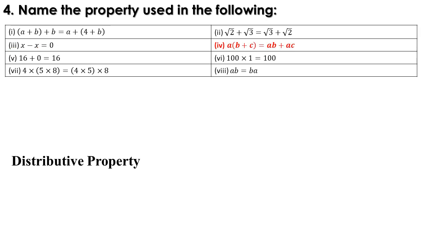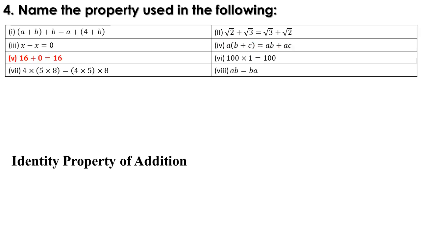Here's a fun one. a(b + c) equals ab plus ac. This is the distributive property. It tells us that if we have a number outside the parentheses, we can multiply it by each number inside the parentheses. So, a times (b + c) is the same as a times b plus a times c.